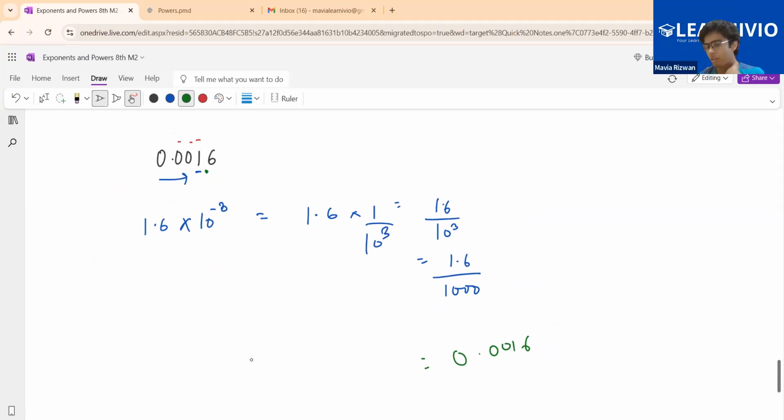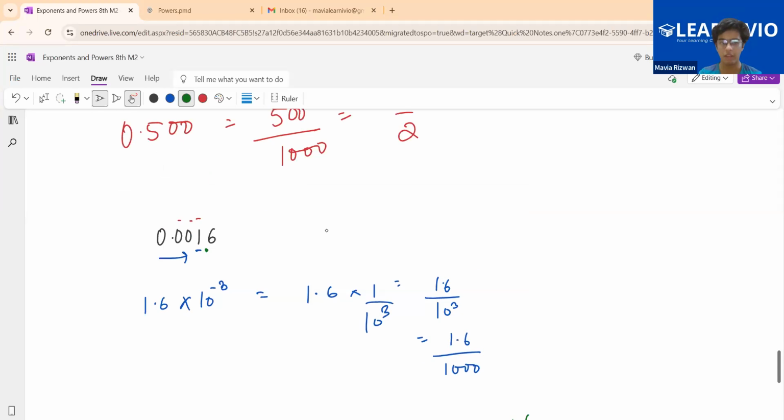Abu Bakar, is this clear? Yes, sir. Okay, otherwise, is this clear? The negative one? Clear, sir. Fine.